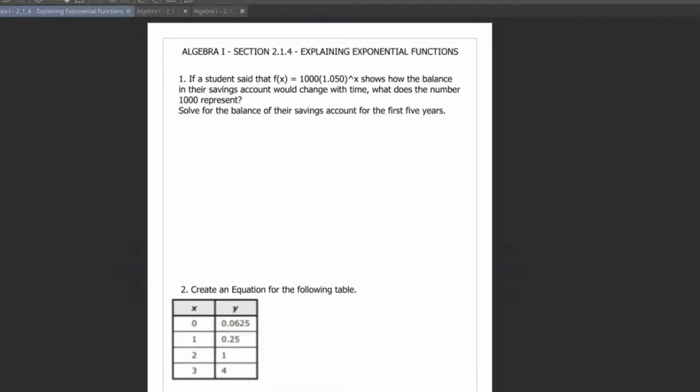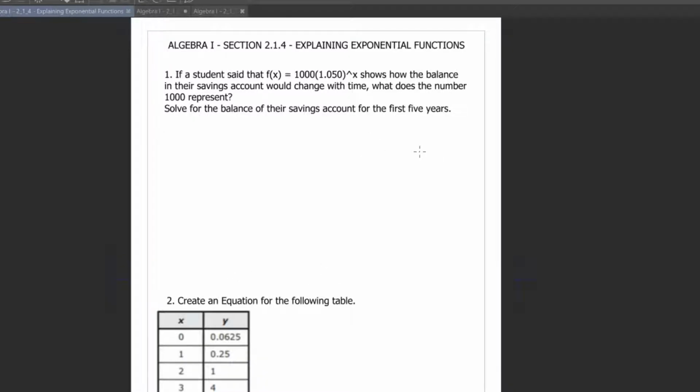Sorry, let me get the pen ready. Okay, so question 1 states, if a student said that f of x equals 1,000 times 1.050 to the x shows how the balance in their savings account would change with time, what does the number 1,000 represent? Solve for the balance of their savings account for the first 5 years.